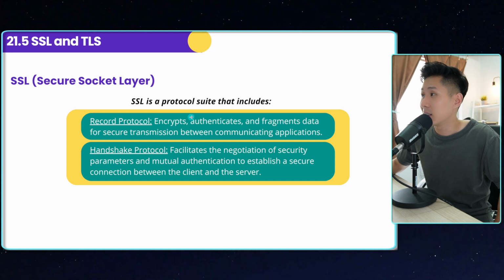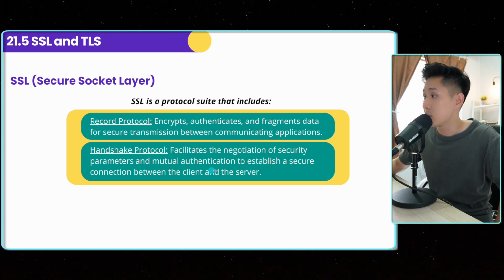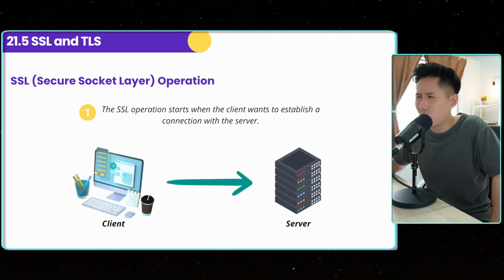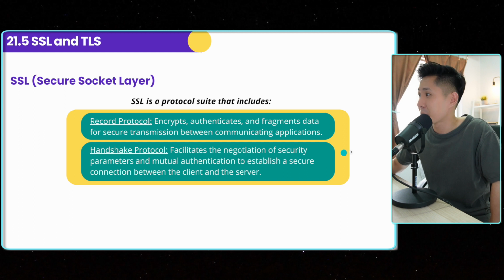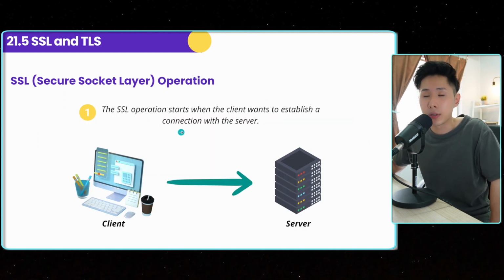And then SSL is also a protocol suite that involves these little protocols. The record protocol is used to encrypt, authenticate, and fragment data. And the handshake protocol facilitates the negotiation of security parameters and mutual authentication to establish a secure connection between a client and server. So let me explain what has just been mentioned here in the image. And there are a few steps in SSL operation.